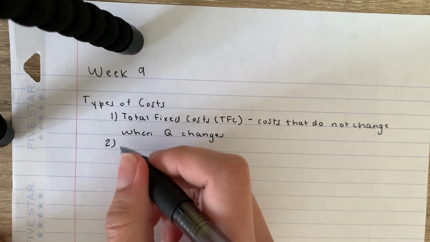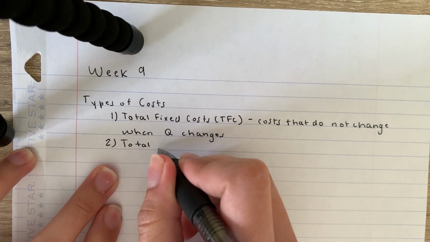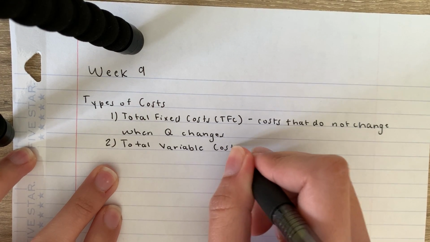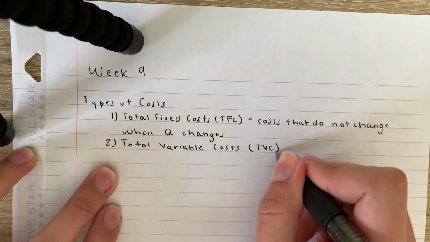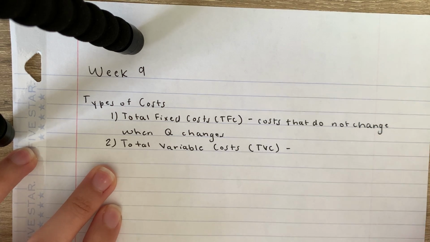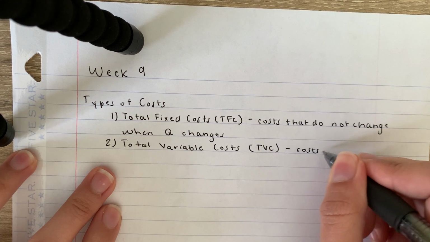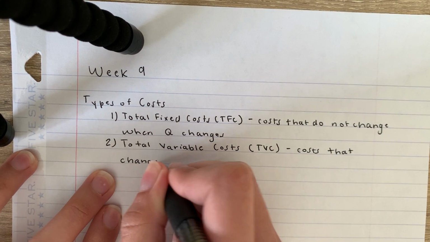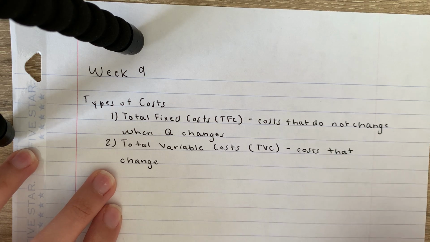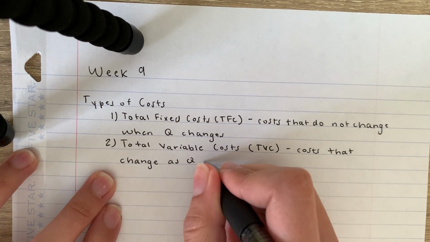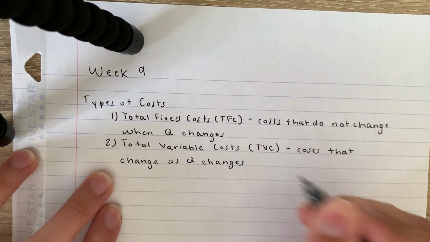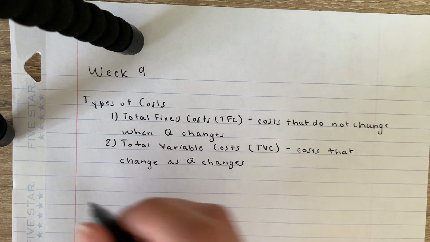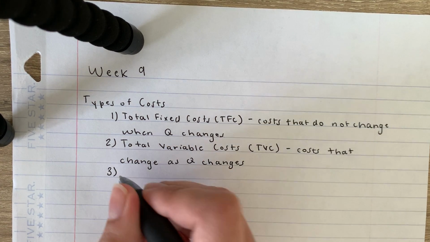The second one is going to be our total variable cost, TVC. So these are going to be costs that do change, costs that change when there's an increase in Q, or as Q changes. So as you increase production, the more you produce, the higher these costs are most likely going to be.